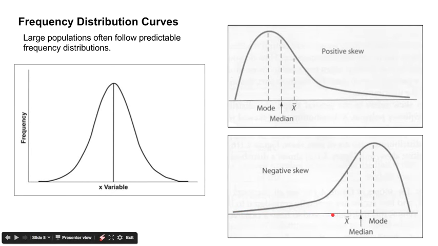So frequency distribution curves can be helpful because if our data is following a predictable pattern, we can make some predictions about our data if we know what kind of distribution curve it tends to be getting close to. We can't do that if we have these skews, but we can do that if it looks something similar to this, and that's what we're going to talk about.